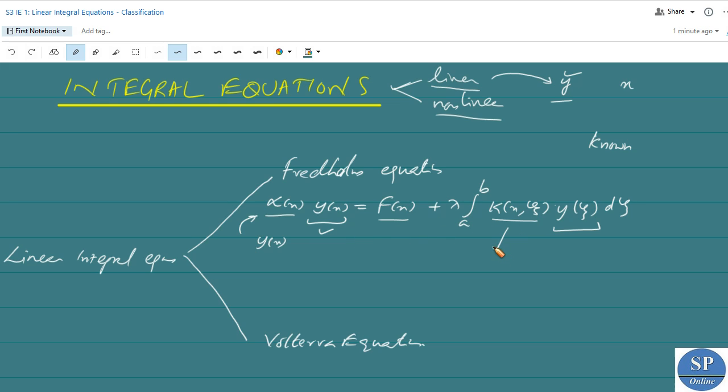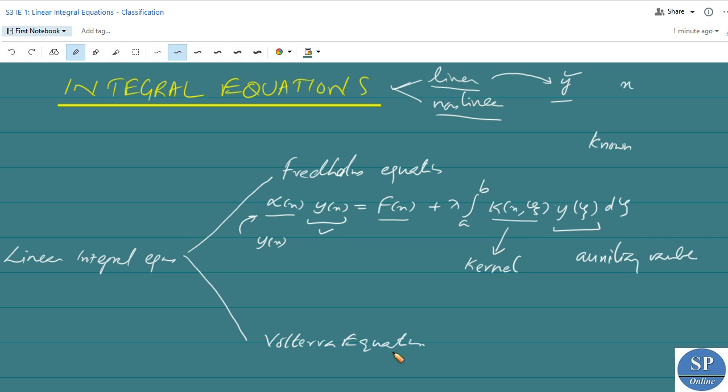Now this function k of x zeta is called the kernel of the integral equation. K of x zeta depends on the variables x and zeta, where x is our independent variable, and zeta is the auxiliary variable. Okay, so this is the linear Fredholm integral equation.